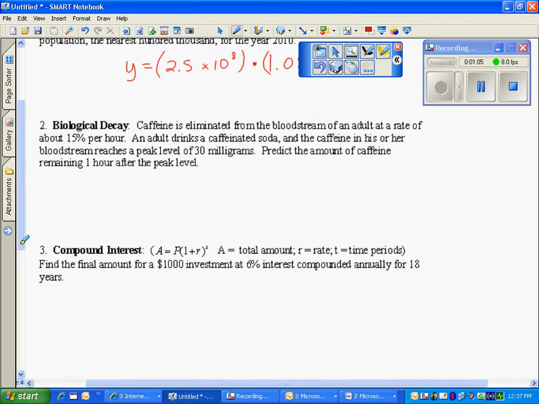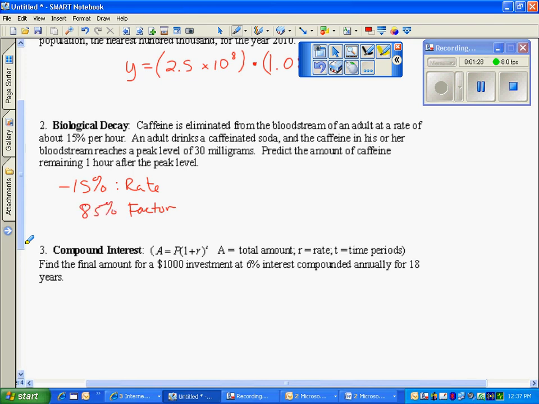Biological decay. If it's decaying, we know it's eliminated, and so we're talking about caffeine being eliminated from the bloodstream of an adult at 15% per hour. So it's decreasing at 15%, so that's my rate. So therefore my factor would be, well, let's see, if 15% is leaving, 85% remains in my bloodstream.